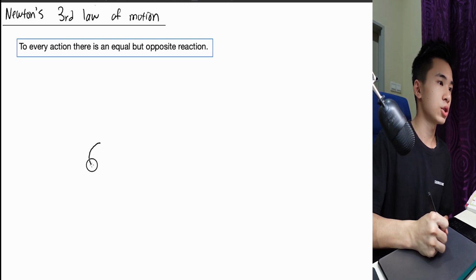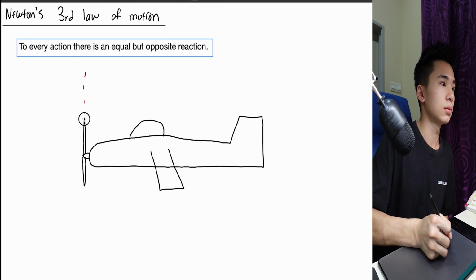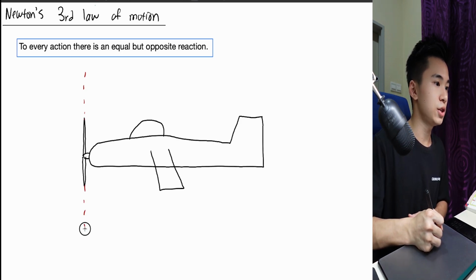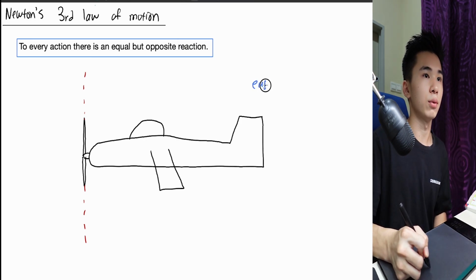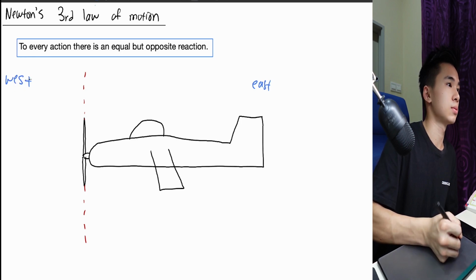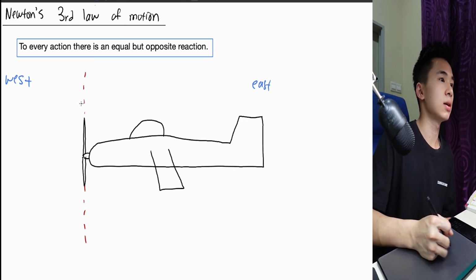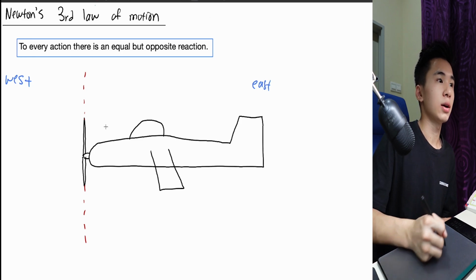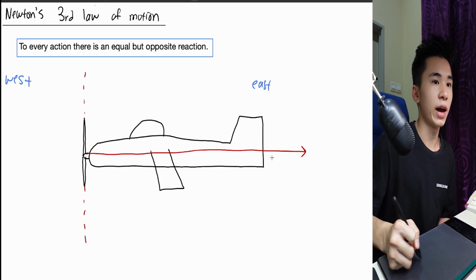And next one, I'm going to talk about an airplane. So right now I'm going to draw a line here so that it is easier to visualize. And again, the principle is the same, and this will be our east direction, and this will be our west. Okay, so when these two rotor blades drag air to our east direction, right? Drag air, so this will be our action.